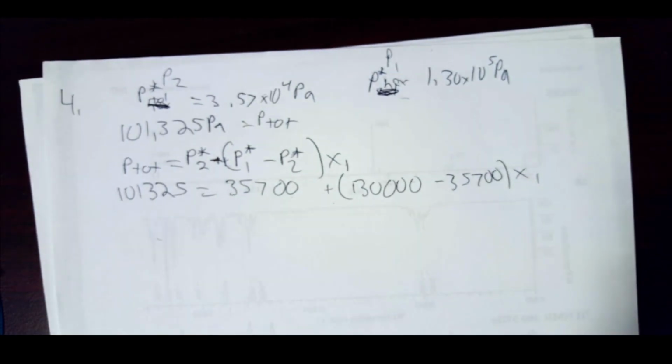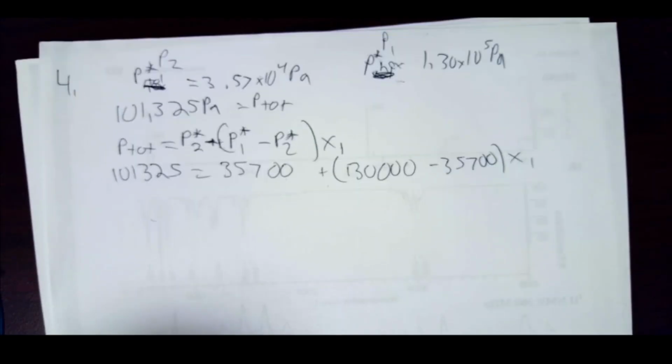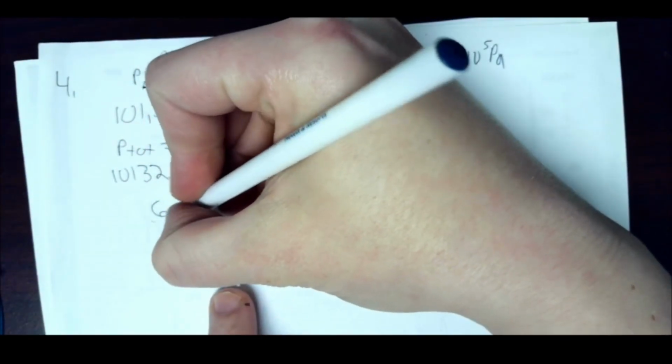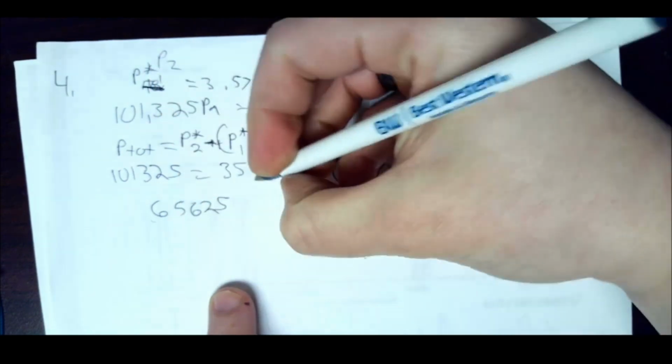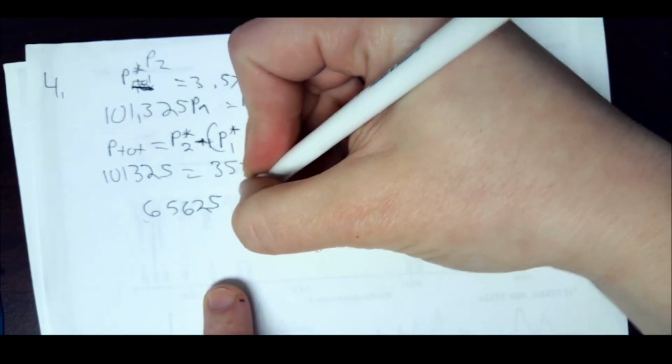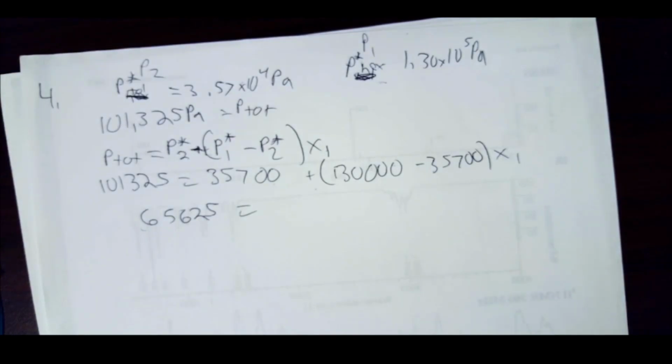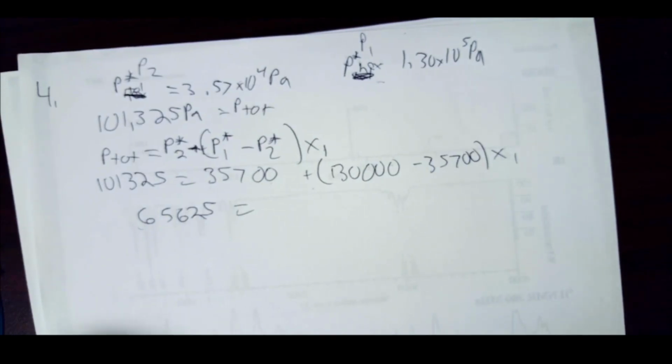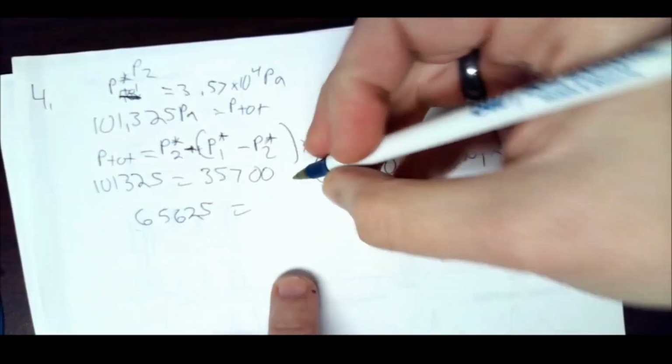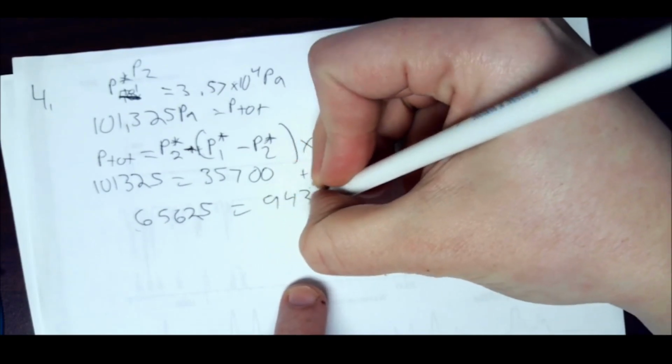Moving this to the other side, you would have 101,325 minus 35,700. You have 65,625 equals the difference there, 130,000 minus 35,700, which is 94,300 times X of hexane.